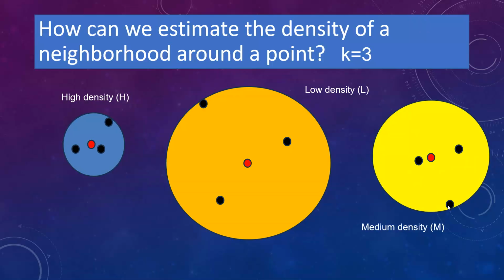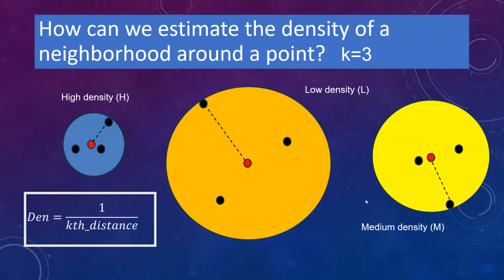Now, how do we convert this into a density value? Well, what we do is we take a look at that distance, take the reciprocal of that, and that will be our density. Or in this case, take a look at this longer distance. If we take the reciprocal, we get a lower value, which means a lower density. And in the third case, it's this distance, which would be a medium density case.